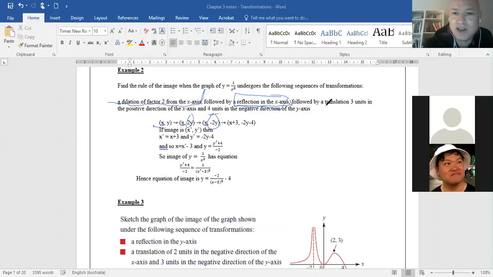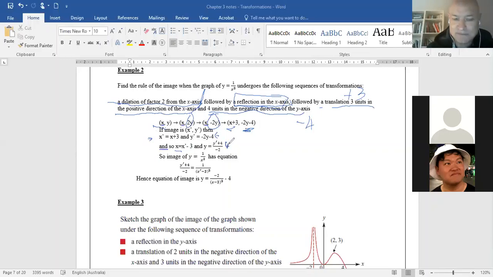Then it says followed by a translation of 3 units in the positive direction of the x-axis. So at the x-axis, we're going to add the 3. And at the same time, 4 units in the negative direction of the y-axis, we're going to subtract the 4 from the y value. So rearranging, x dash equals x plus 3. Then I get x equals x dash minus 3. Rearranging this one here, I add the 4, so I've got my y dash plus my 4, and then I divide by my negative 2.